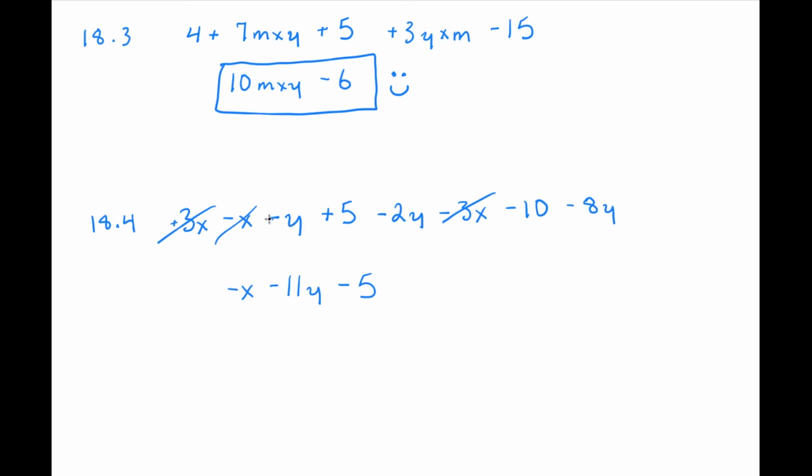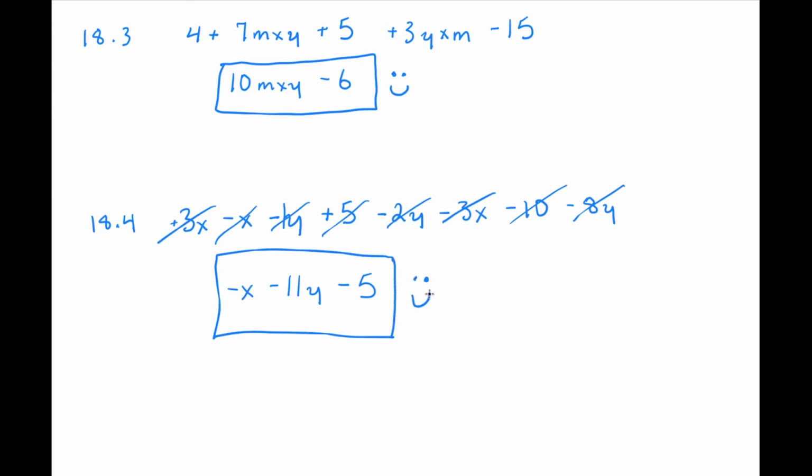Now I'm looking at this negative y, and then we have a negative 2y. Remember you can drop a 1 in here. Negative 1 combined with a negative 2 is a negative 3. Then we have a negative 8y over here. Negative 3y, negative 8y, that's a negative 11y. Now all we have left was a positive 5 and a negative 10. When you combine those two, you get a negative 5. So that's all of it. None of these are like terms, so this is our final answer for 18.4.